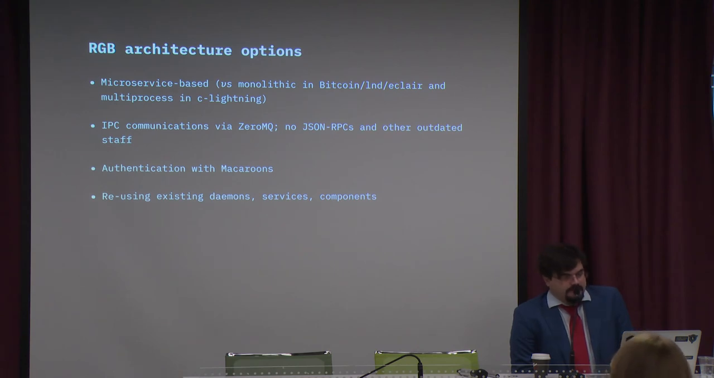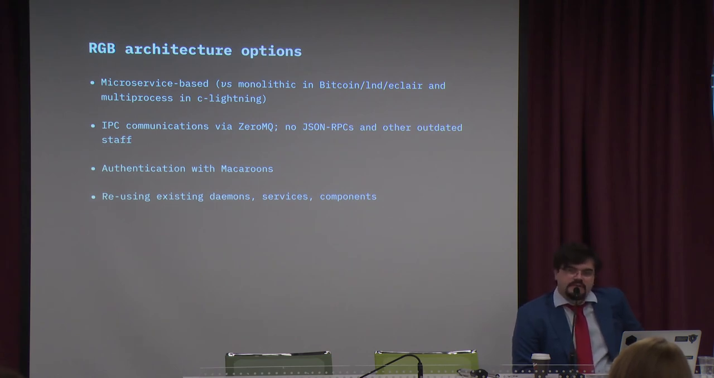We will use ZeroMQ for IPC communications, no JSON-RPC and other outdated protocols with poor properties, both speed and security. We will use macaroons for authentication, which is a well-known system. And we reuse existing daemon services and components as much as possible, I mean existing ones that are proven to be working, like Bitcoin Core itself.